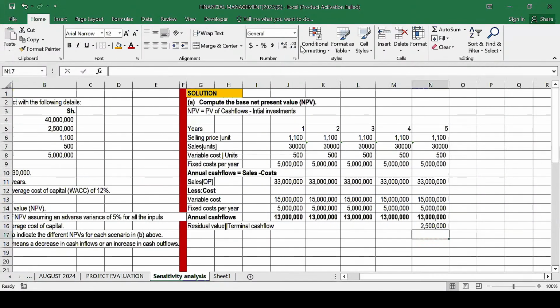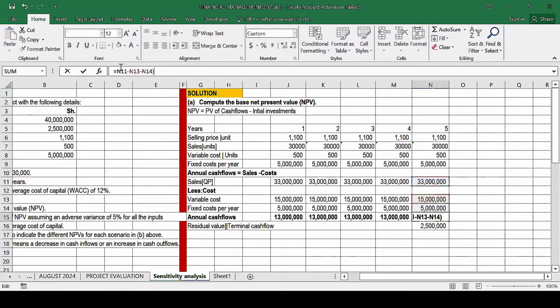2.5, yes. I think we are okay. Alternatively, we may decide to add it to the last figure here. Yes, so let's just add it here because we need to get other totals here. No need of doing that. Let's just include it here.